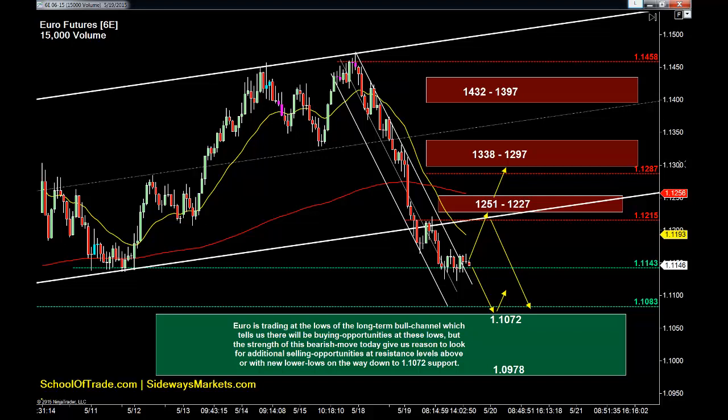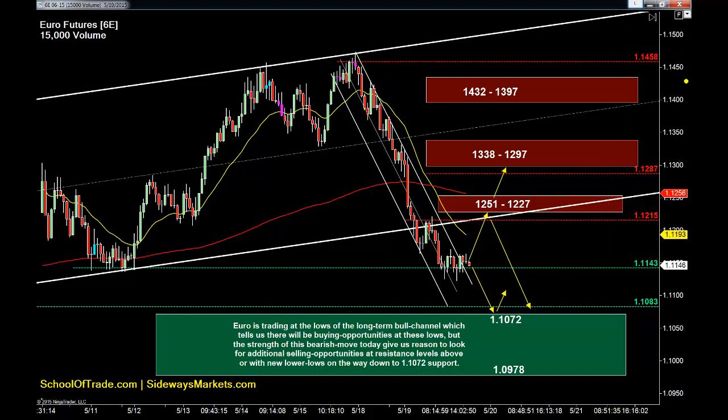How about the euro? The 6E, the euro futures. Euro is trading at the lows of this long-term bull channel, which tells us there will be buying opportunities at these lows. But look at the strength of this bearish move today. Boy, I'll tell you, this bearish move today really opens our eyes for additional selling opportunities at resistance levels above, or if we see new lower lows.